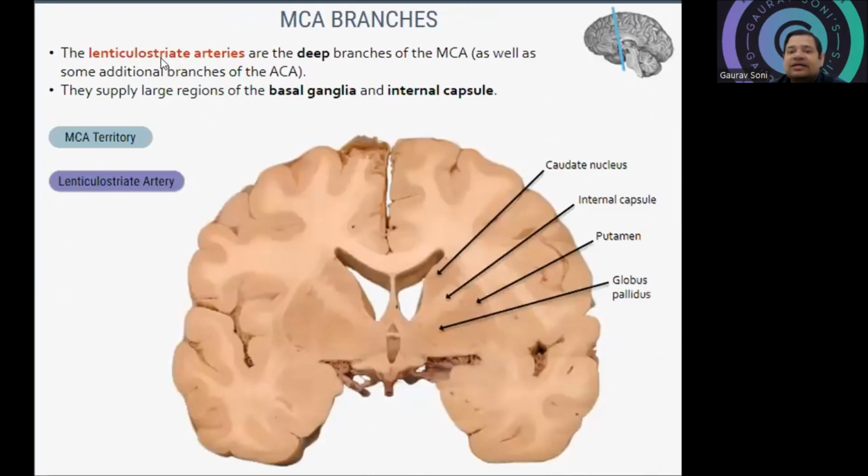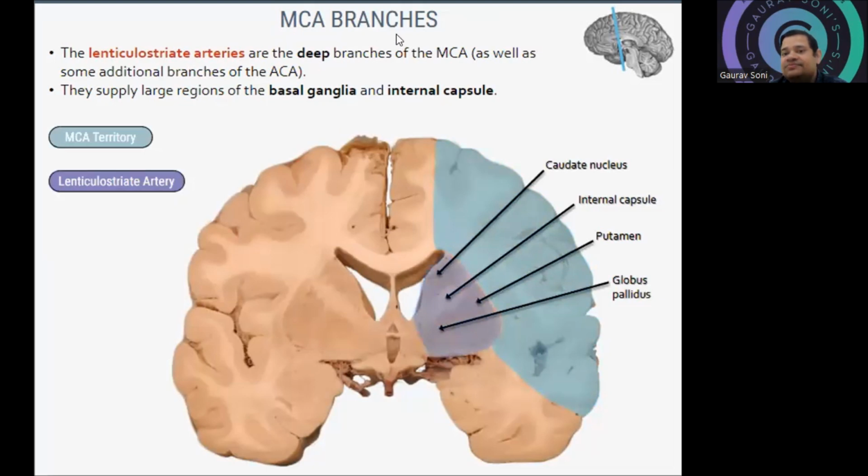So the lenticulo-striate arteries are the deep branches. Remember the name, lenticulo-striate arteries are the deep branches of MCA. They supply the lateral portion of the basal ganglia and internal capsule, which are the most important parts for the fibers, descending or ascending fibers. So you can see this is MCA territory, and this is the territory especially for the deep branch, that is caudate nucleus, internal capsule, putamen, and globus pallidus. They are summarized as basal ganglia and internal capsule part.